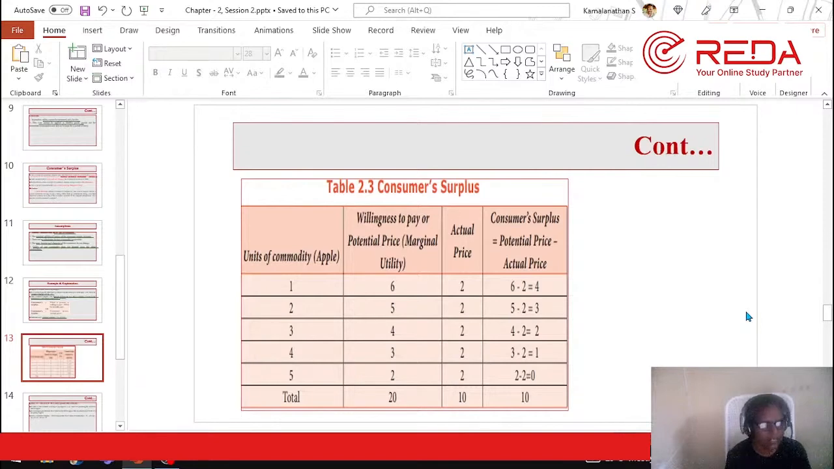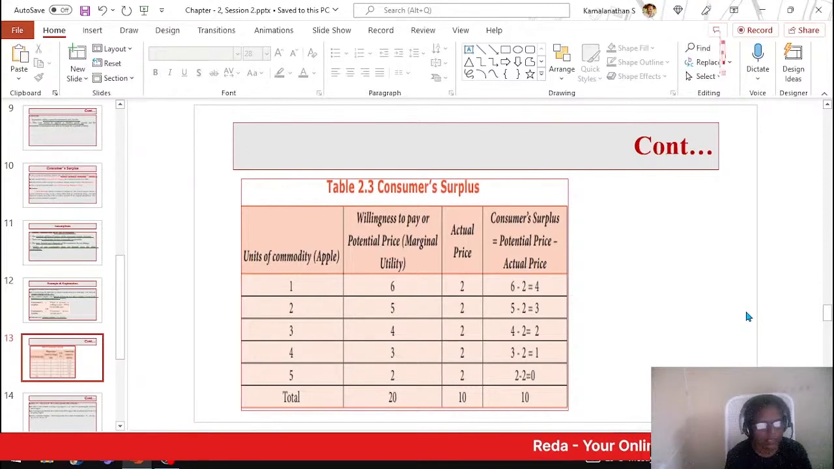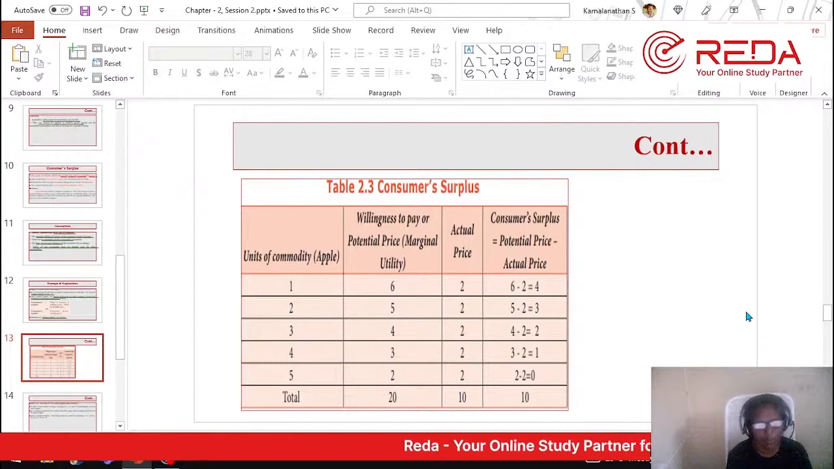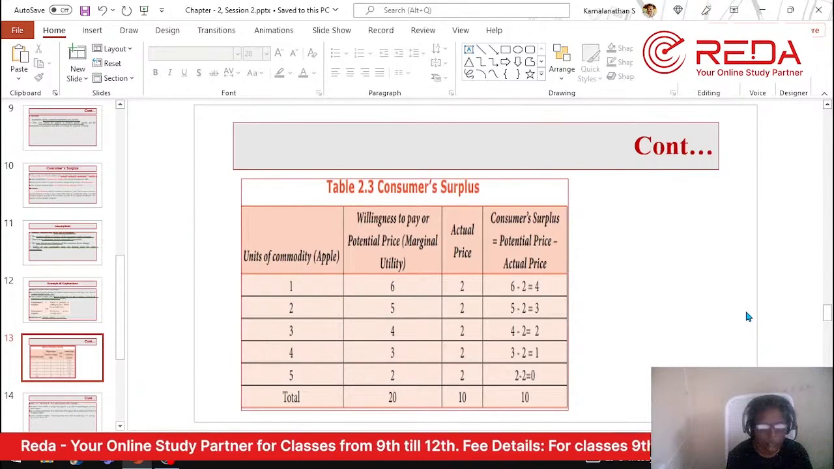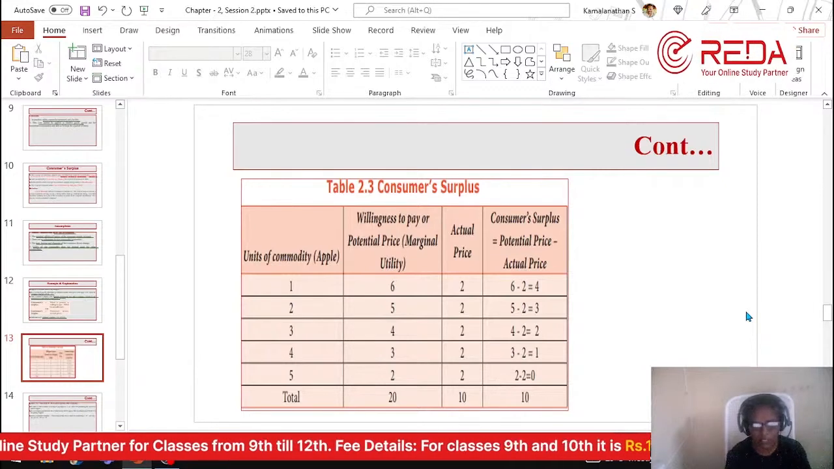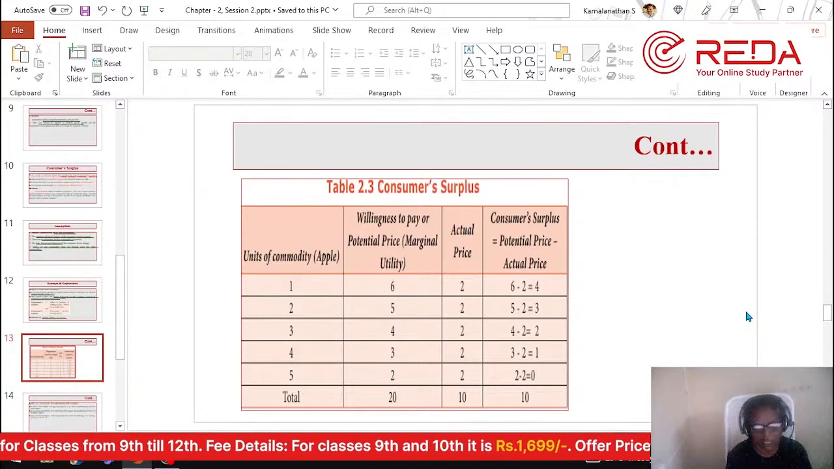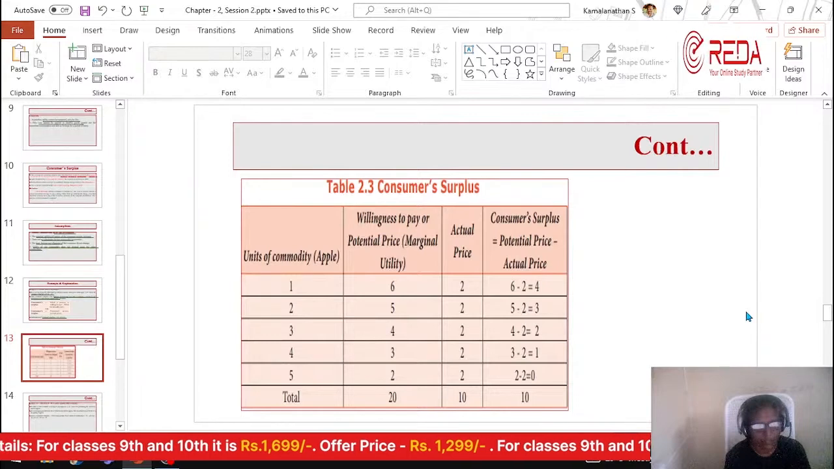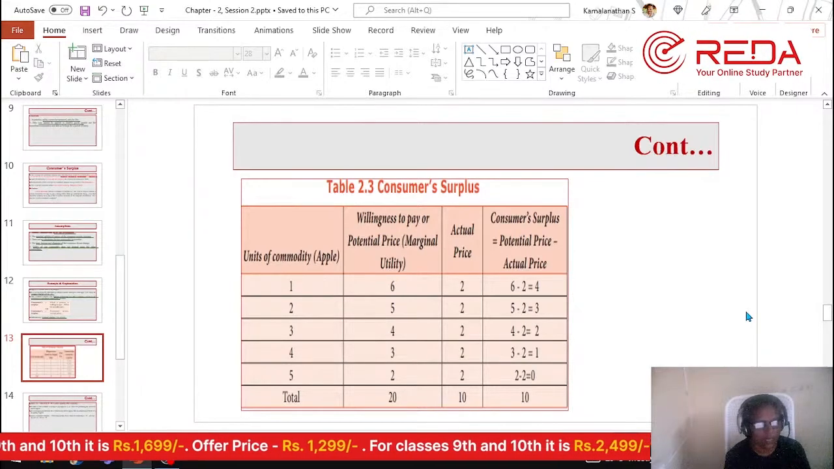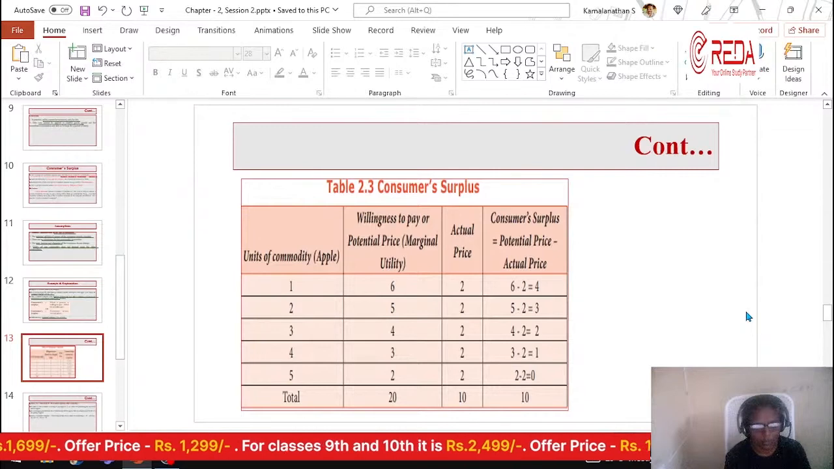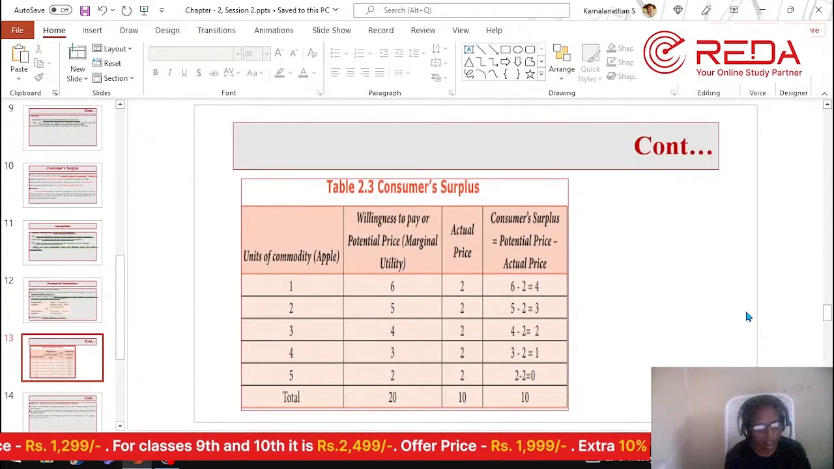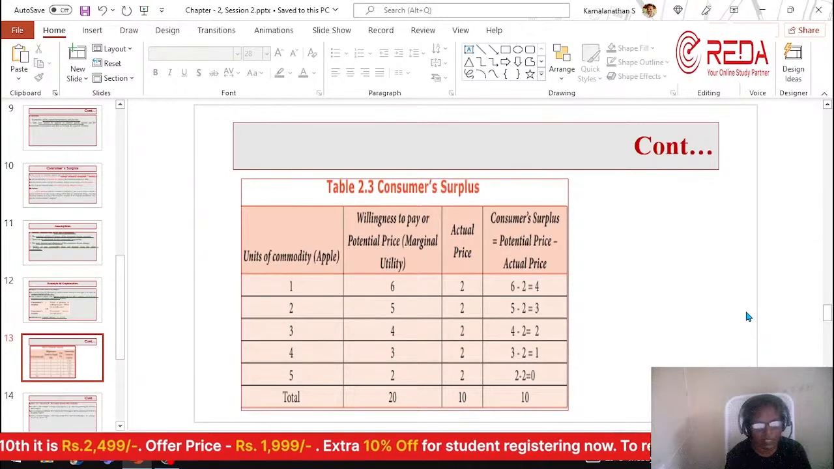Okay. Then next is 2. If you have the plan to purchase 2 apples, then you have the potential of having 5 rupees in your hand, and the actual price, if it is 2, does not change at all, it remains constant. Only the willingness to pay, or the potential price, changes among people. So the consumer surplus when he purchases 2 apples is 5 minus 2 equal to 3.